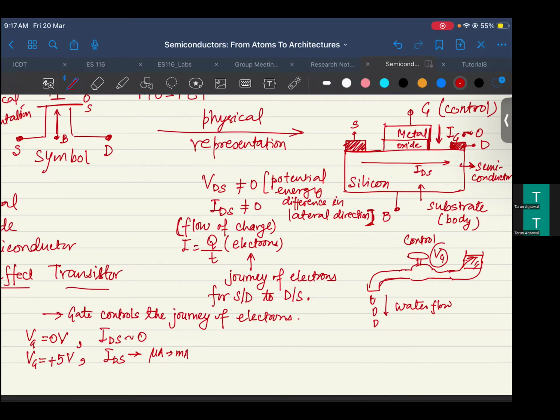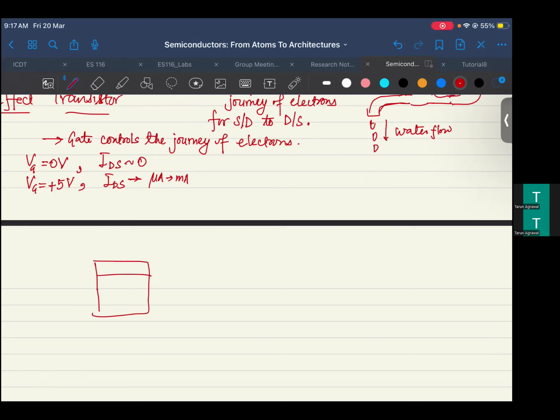So if I have to control this journey of electrons using the gate terminal, what is it doing internally? For that, I need to understand what the gate is doing. So let's just understand the gate first. What is the gate doing? The gate looks like this, and we are going to look in a nutshell at what the gate is doing. This was our base on which we put this metal and oxide layer. This is our semiconductor, which is silicon.